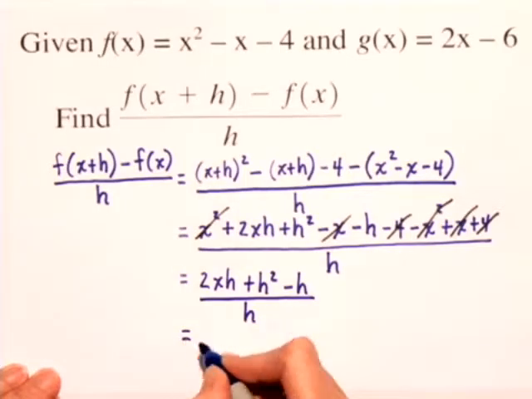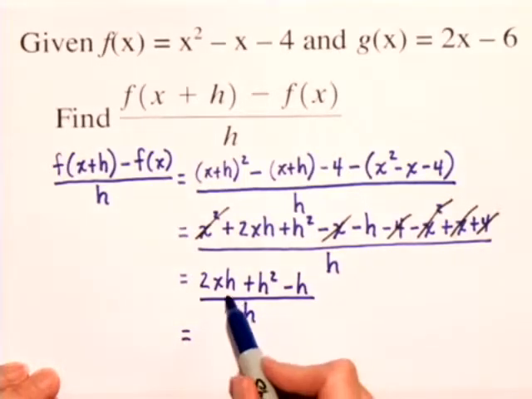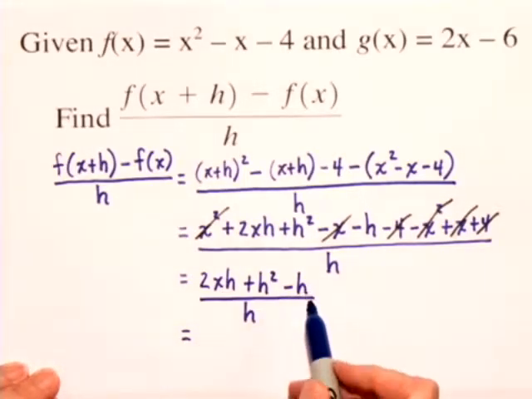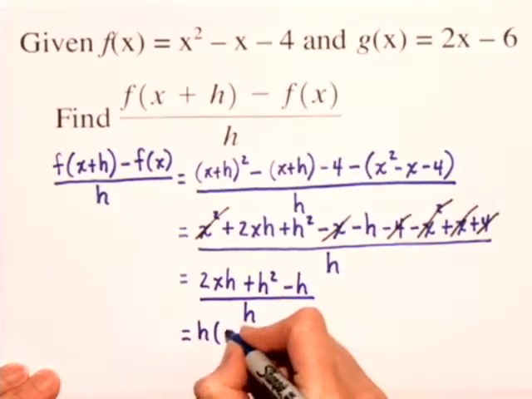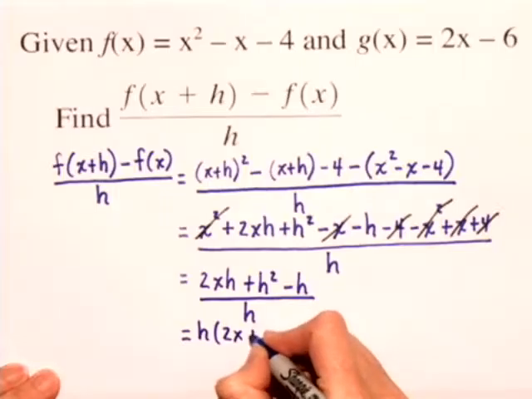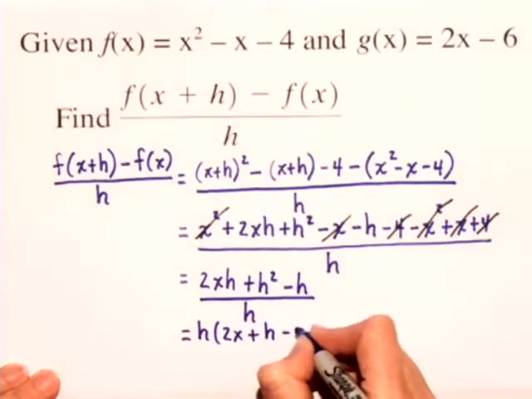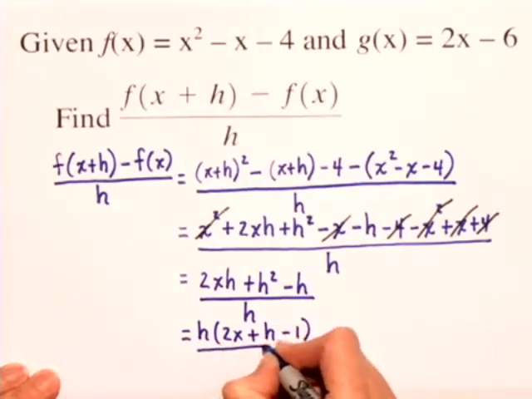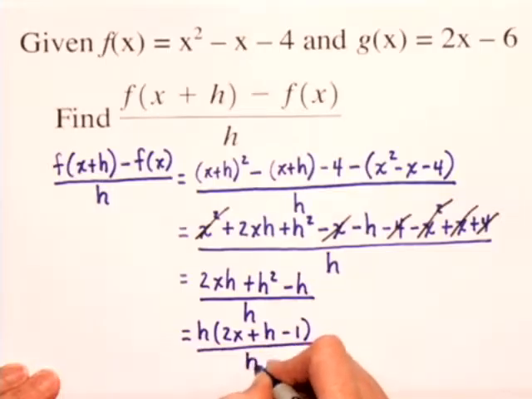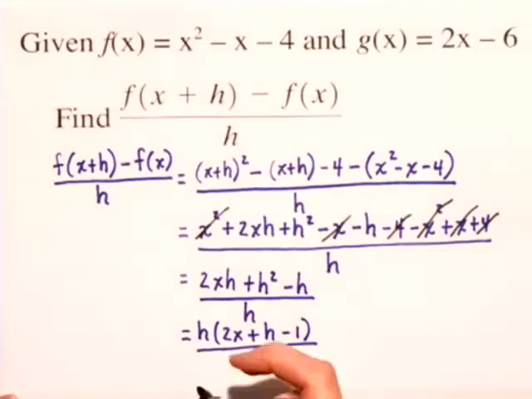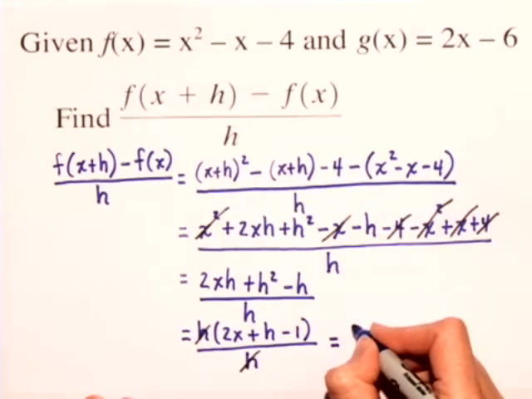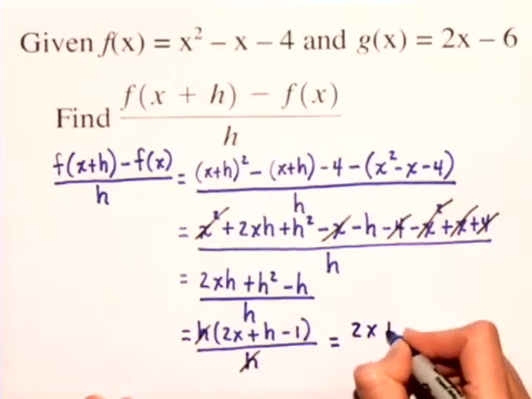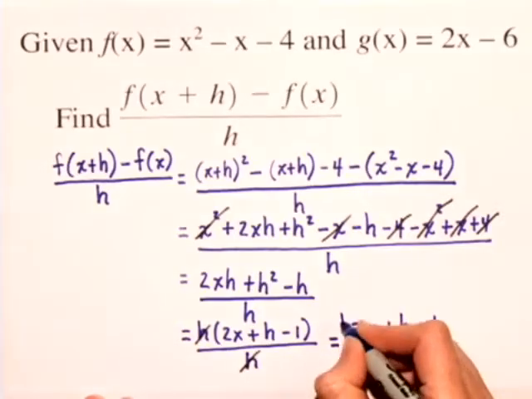But we can simplify this a little bit more, because notice we have a common factor of h in the numerator. So let's factor that out. So h times the quantity, 2x plus h minus 1, and that's all divided by h. So we can now divide out that common factor of h, and we're left with our final answer, which is just 2x plus h minus 1.